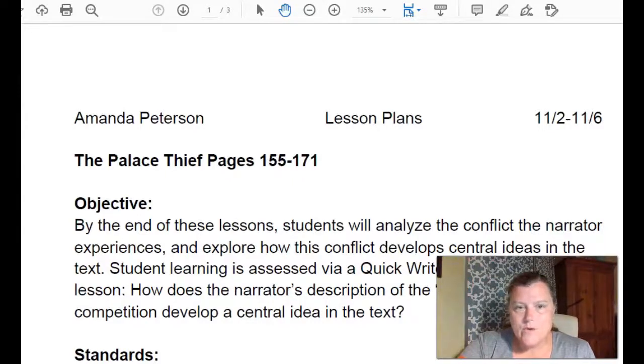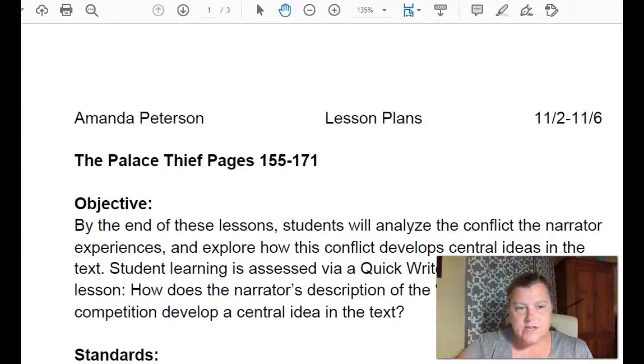Hello everyone. We are continuing with The Palace Thief, pages 155 all the way through 171. You read the overview on Monday through page 171, so you got through the Mr. Julius Caesar contest and you found out that Cedric was cheating the whole time. And Mr. Hundert has a dilemma, a moral dilemma, and he makes some choices. So we learn a lot more about his character.